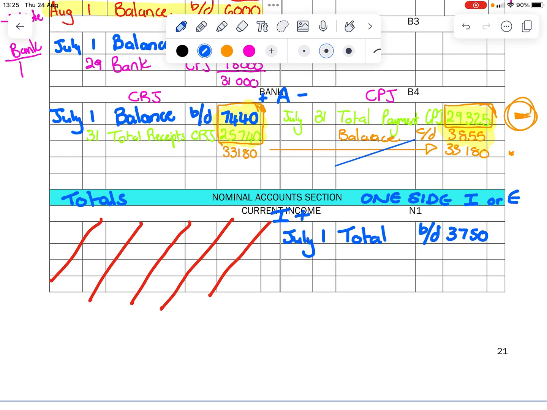So if our balance carried down is on the credit side, we need to bring it down at the beginning of the next month. So August comes next, the 1st, and it's our balance that has been brought down from the previous month of 3,855 Rand. This can be a tricky one, however, we will do more of these and it will get better and better.